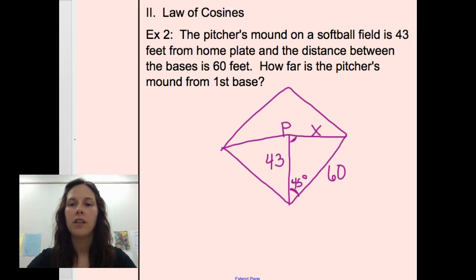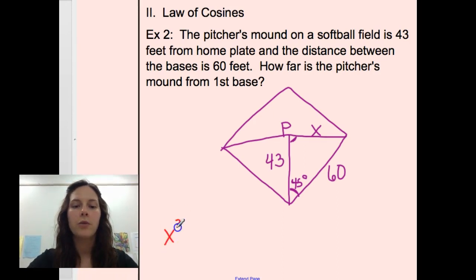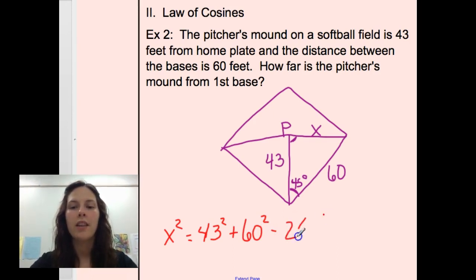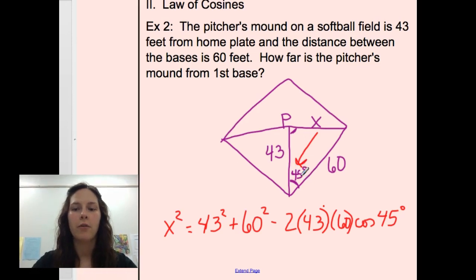So setting up our law of cosines. This time we are solving for a side, so we are going to use that first formula. x squared equals, we take the other two sides and square them and add them. So we have 43 squared plus 60 squared. And I remember this formula by doing minus 2, because there's two sides that we multiply together next, those other two sides that we know: 43 times 60, times the cosine of the angle across from that side that we're looking for. So in our picture, x is across from that 45-degree angle.